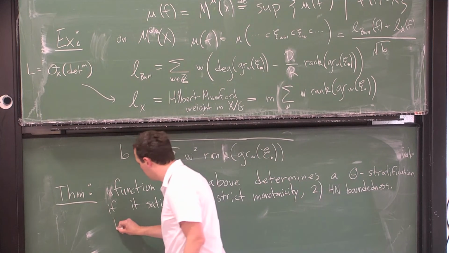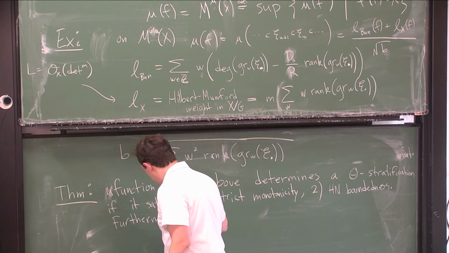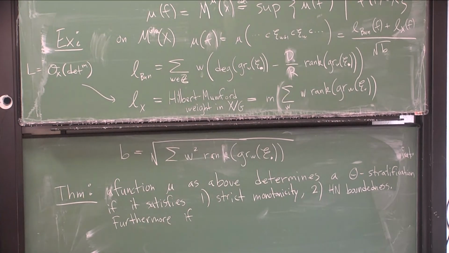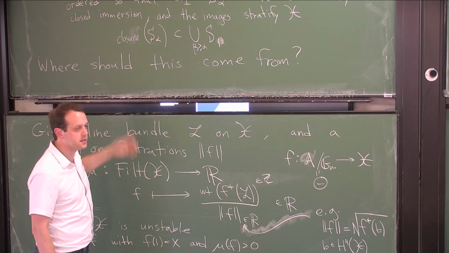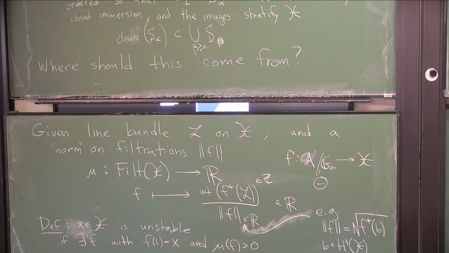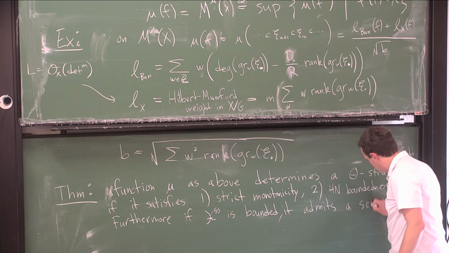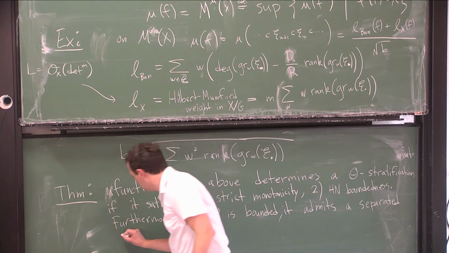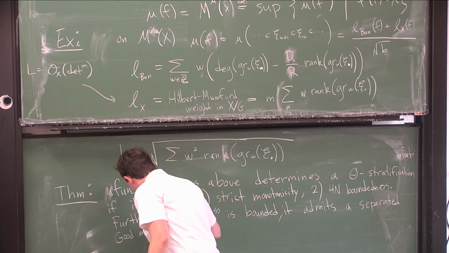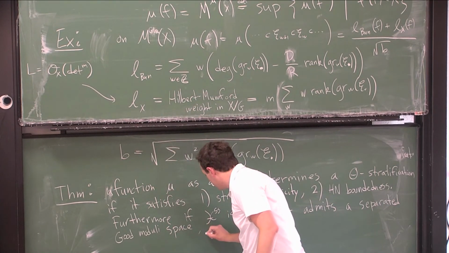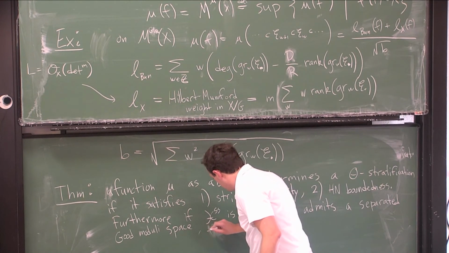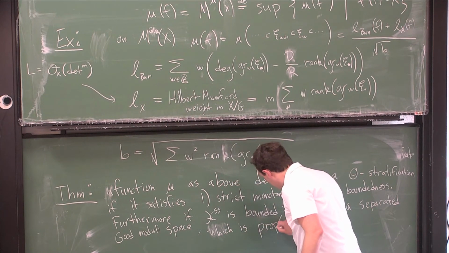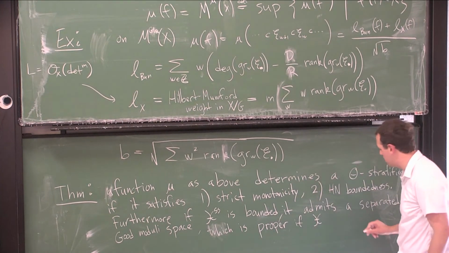And furthermore, part of the theta stratification, part of this closure condition says that if I take all of the unstable strata, their complement will be an open substack, which is the semi-stable locus. And so furthermore, if X semi-stable is bounded, it admits a separated good moduli space. And that's proper if X satisfies the existence part of the valuative criterion. If X itself.